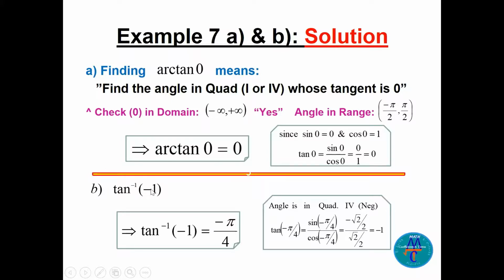Tan inverse of minus 1. Remember, the answer should be from minus pi over 2 to pi over 2. So it will be minus pi over 4 because we know tan 45 is 1. And since this is a minus, it goes to quadrant 4.